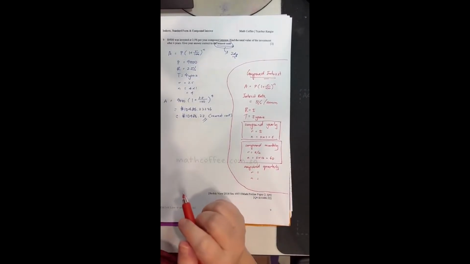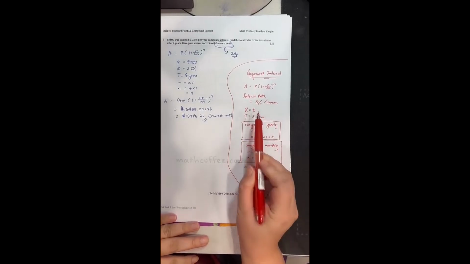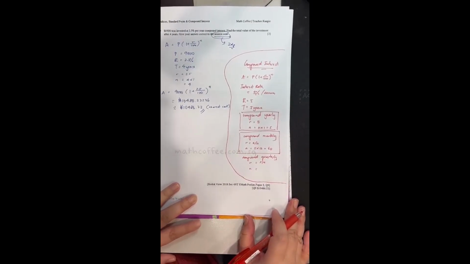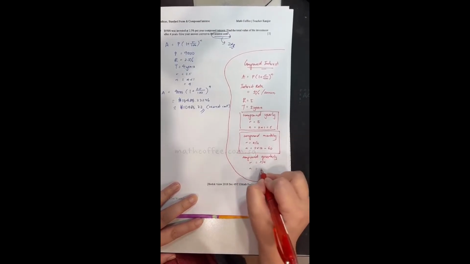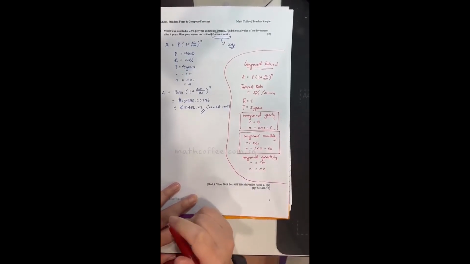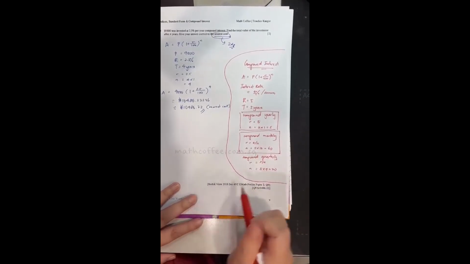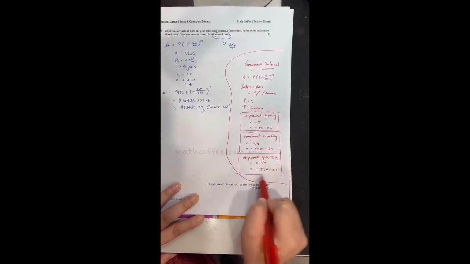Compound quarterly means 1 year is cut into quarters, correct? That means 1 year is 4 times. Agree? So my R, I will have to divide by 4. So you will take the 5 divided by 4. Understand? So your R will be 5 divided by 4. And then the N, this is 5 years. 1 year compounds 4 times because it's quarterly. So 5 times 4, your N is 20. Understand? So this is when it's compound quarterly.